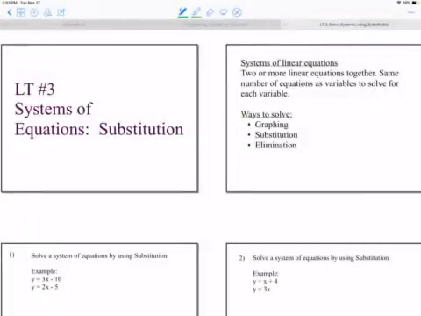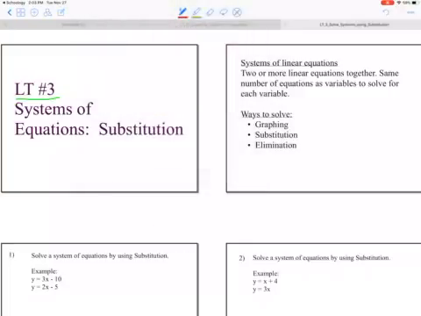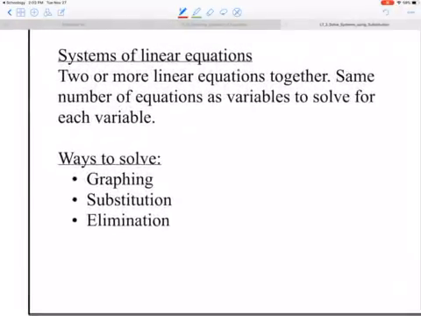Hello. This movie is for Unit 6, Learning Target 3, on systems of equations solving by substitution. So it's another method that we use to solve a system. As a reminder, systems of linear equations are when we have two or more linear equations together. We have the same number of equations that we do variables.